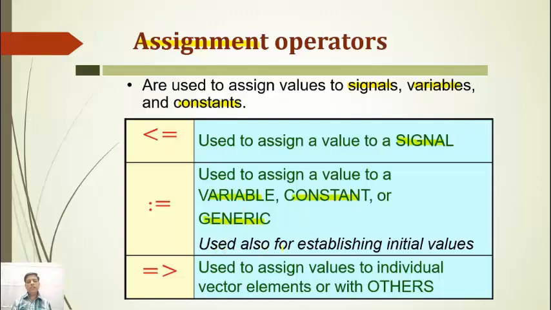It is also used for establishing initial values. Then equal to greater than is used to assign values to individual vector elements or with others. So these are some assignment operators. In VHDL programming, you always have to keep these three operators in mind for signal assignment, variable assignment, and constant assignment.